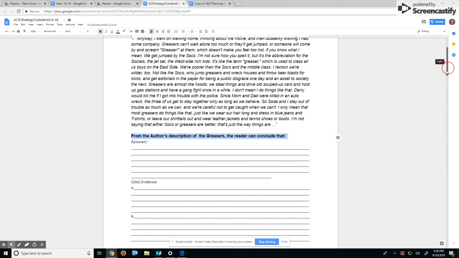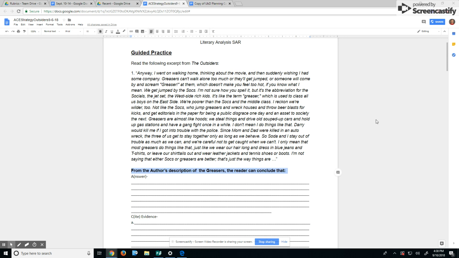and then it gives you space to use ACE, answer, cite evidence, and explain to create your response. So the first thing that you're going to do after you've looked at your prompt, now you know what you're looking for, is grab your highlighter and come back up to the passage and highlight the things that stand out to you. So we're looking for what we can conclude about the greasers based on the author's description.